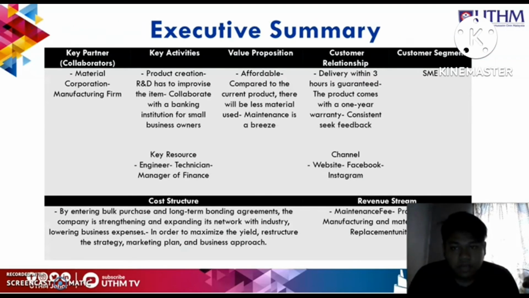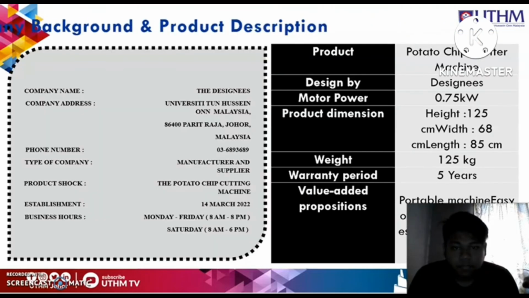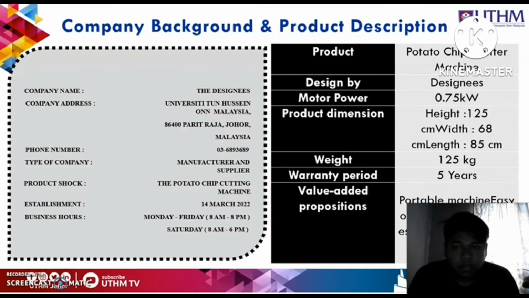The executive summary: the partner, collaborator, materials corporation, manufacturing firm, and the cost structure and revenue stream. Company background and product description. The company name, the Designees, and the product is the potato chips cutter machine.